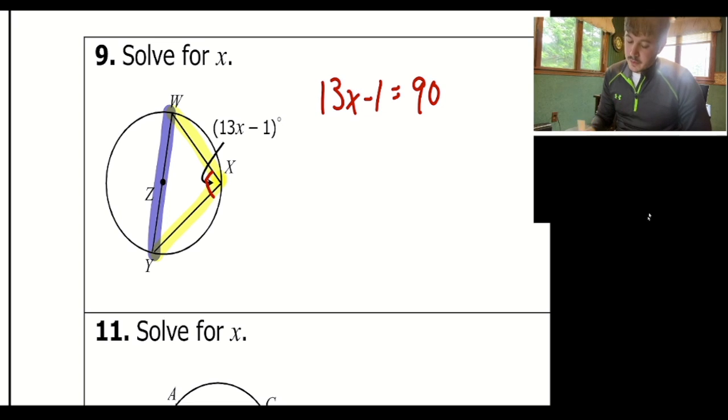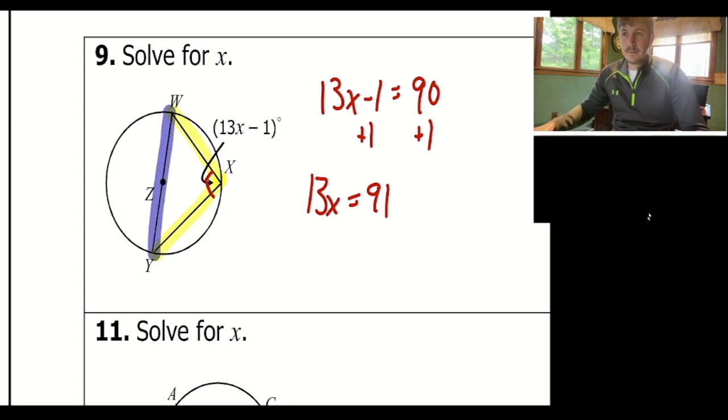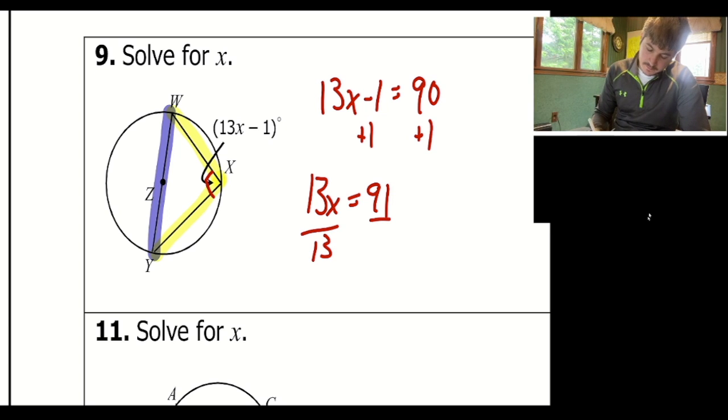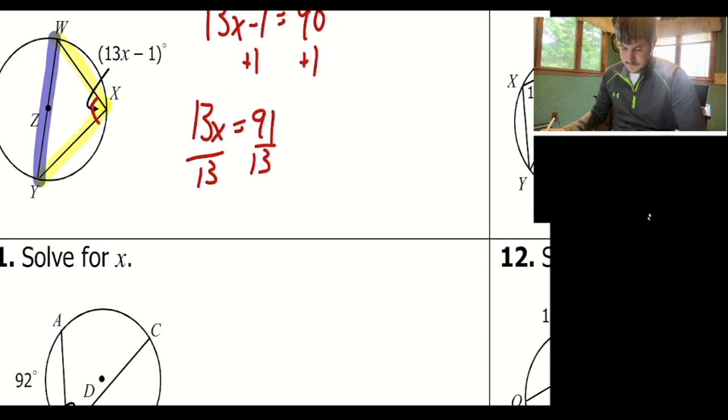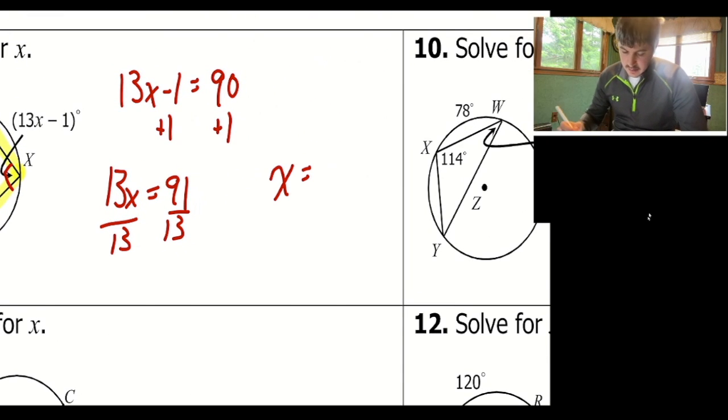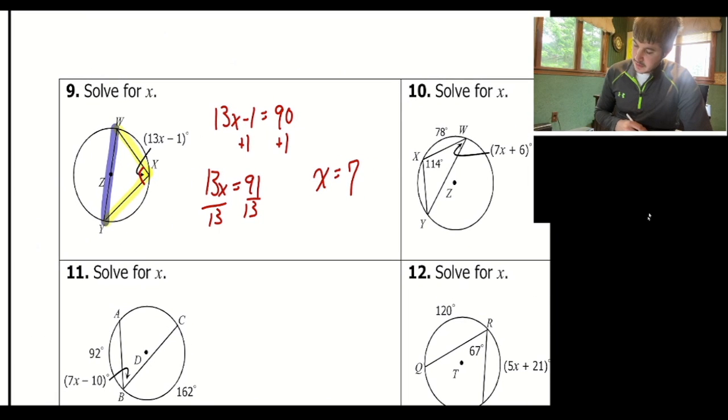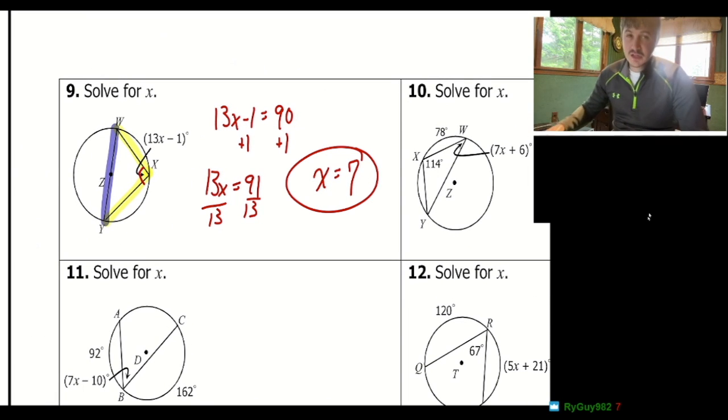We're going to add 1 to both sides, and we get 13x equals 91. We're going to divide by 13. And 91 divided by 13 is 7. And that's all we need to do. It just says solve for x.